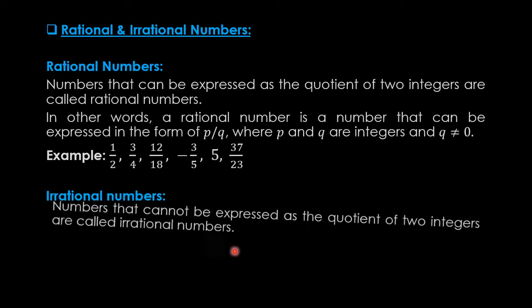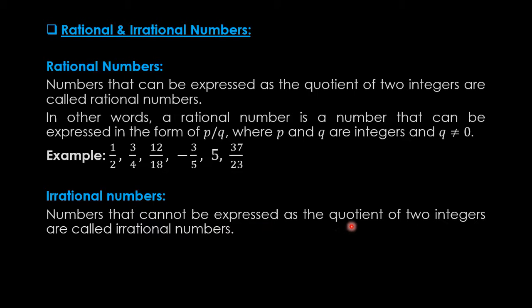Irrational numbers are those that cannot be expressed as the quotient of two integers. So in other words, we can say numbers which are not rational are irrational numbers. So root 2, root 5, cube root of 5, pi, or e, these are all irrational numbers.